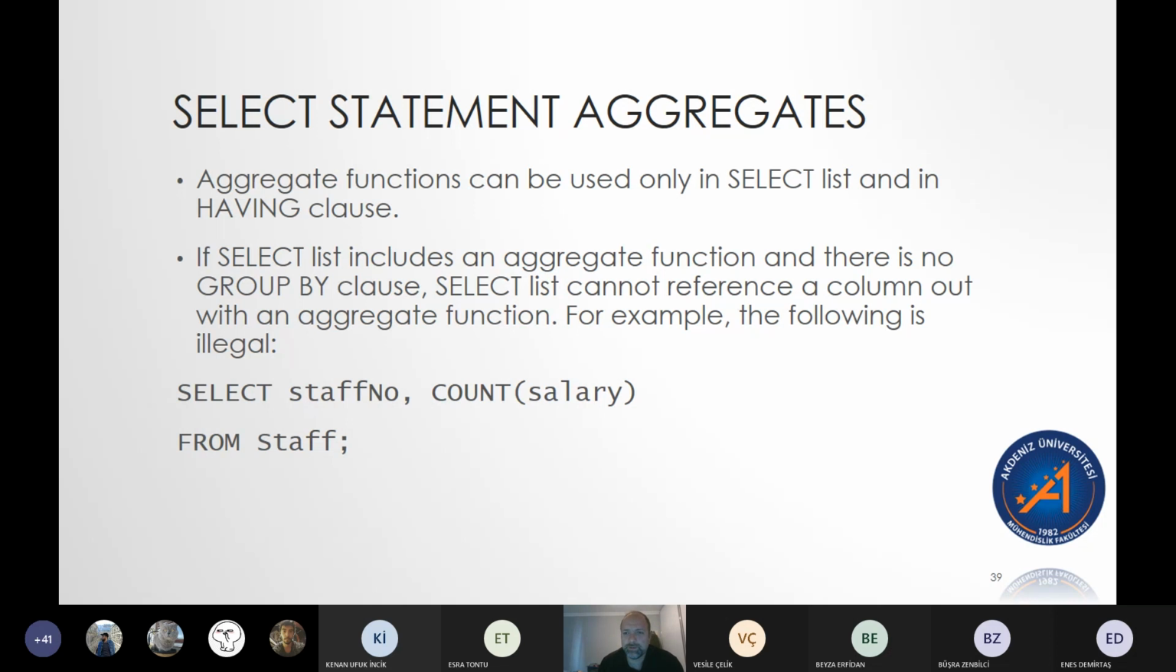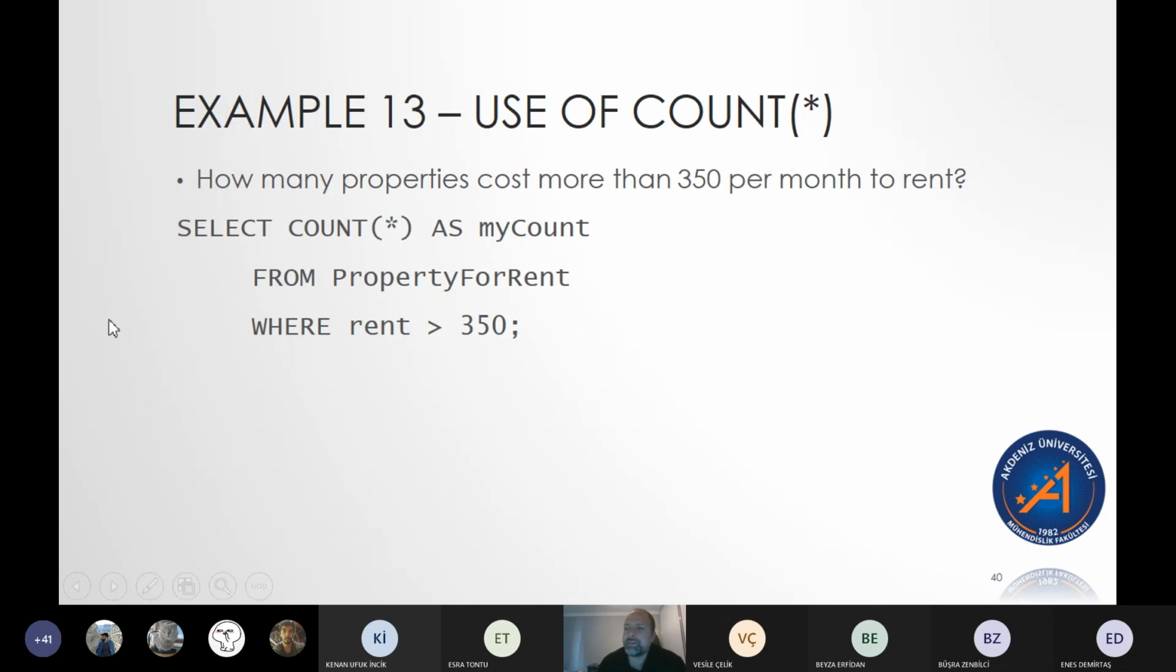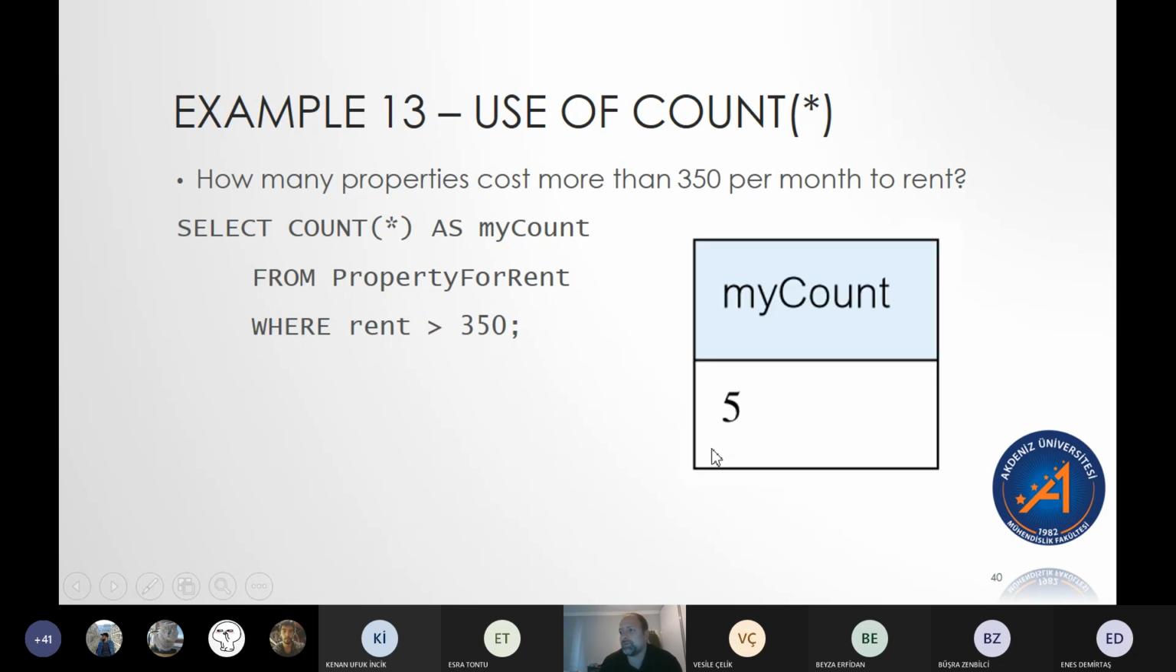So let's give a couple of examples. Let's say I wanted to see how many properties have a rent of higher than $350 per month. I'm not necessarily wanting to know which properties have a rent higher than $350, I just want to know how many there are. So I can do that using count star. Select count star from property for rent where the rent is greater than $350. I'm going to get a single value, some number, which would be the number of rows in the property for rent table that have a rent higher than $350. Okay.